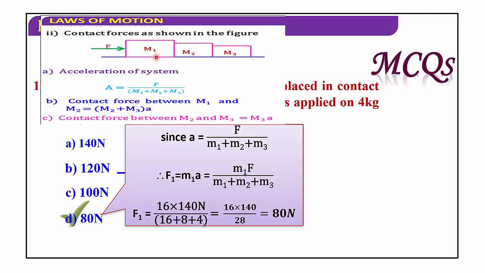Or you can observe this hint here. Acceleration of the system formula, we already know it. Contact force between m1 and m2 means what? m2 plus m3 into A. Contact force between m2 and m3 is what? m3 into A. These equations you have to remember. So answer is 80 Newton.